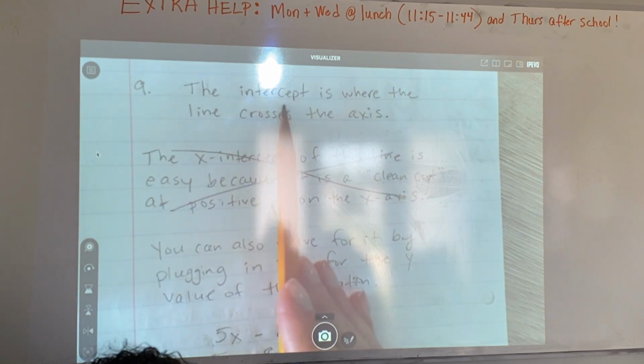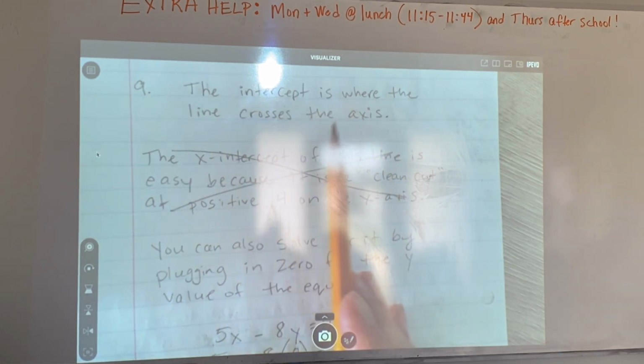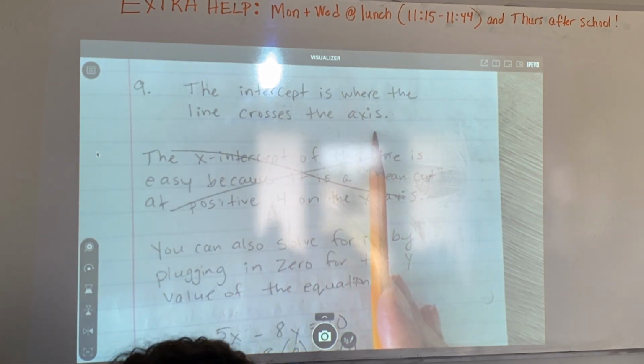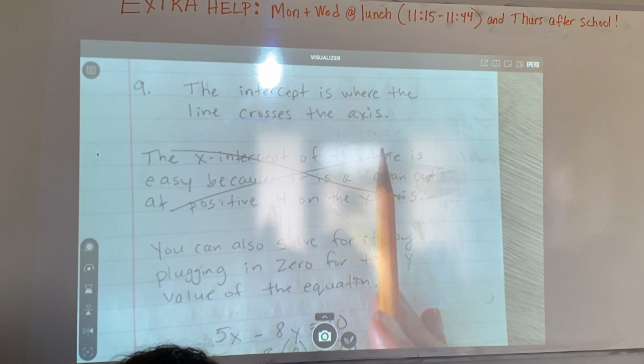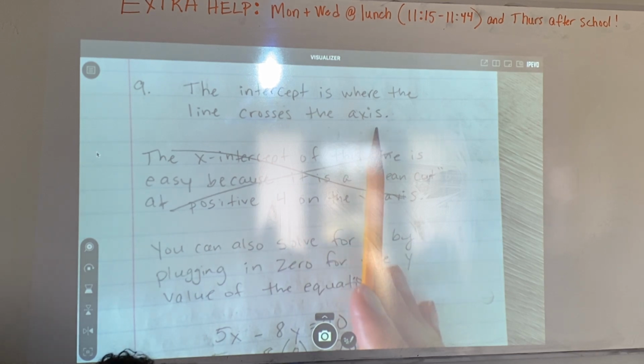The intercept is where the line crosses the axis, right? So if we're looking for the x-intercept, we're looking for where it crosses the x. Good. If we're looking for the y-intercept, what axis are we looking for the crossing, Riley?